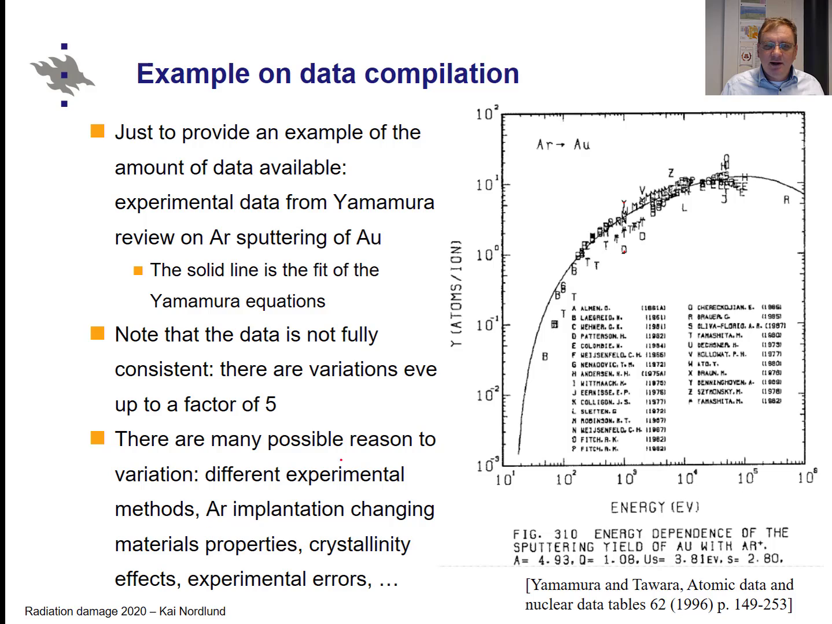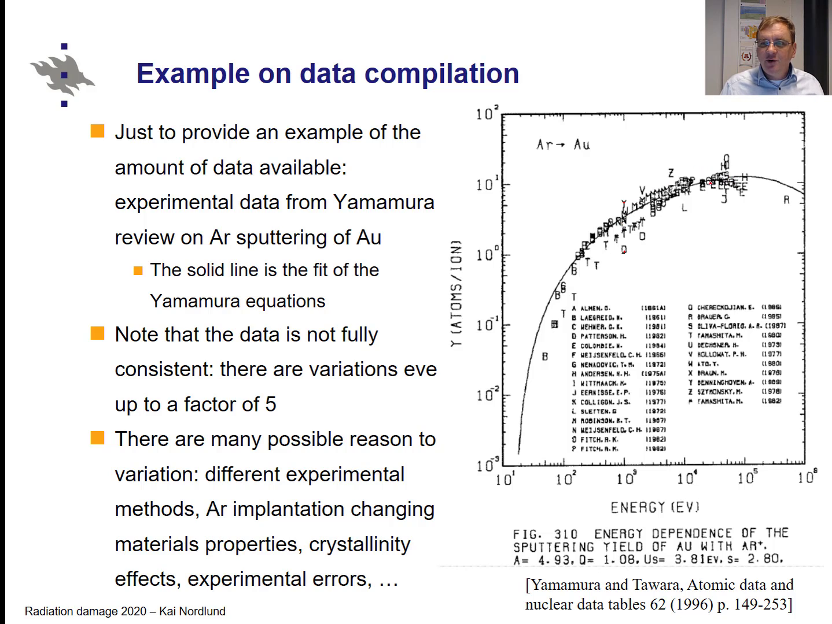One is that the implantation of the ion may change material properties. Then this crystallinity effect, which was just shown a couple of slides ago, has usually not been accounted for in the experiments. Most of the samples are polycrystalline samples, and then you get an average over the sample surface. But if you have different grain orientations in different amounts, that may actually affect the results, and so on. Also, there may be temperature effects, and so on and so on.